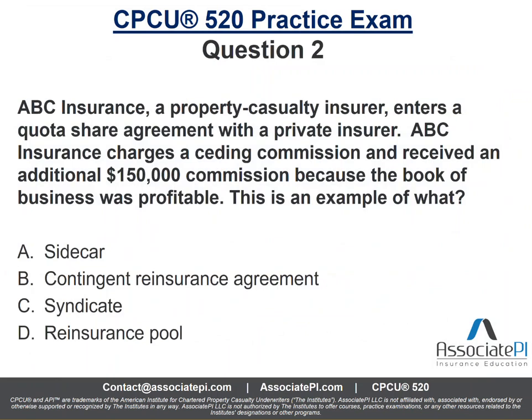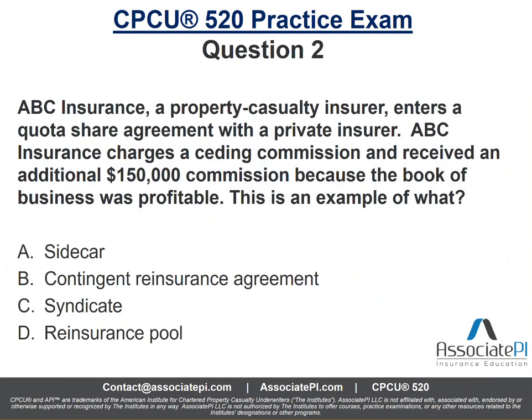Moving on to practice exam question number 2. This one is, as I mentioned, going to be formatted and say, this is an example of what? So you can see here, it gives you a real life scenario. It says, this is an example of what? So you have to analyze it and figure out what this question is talking about.